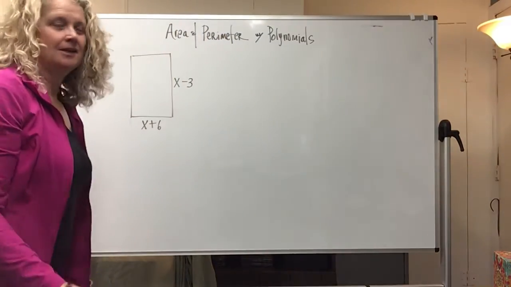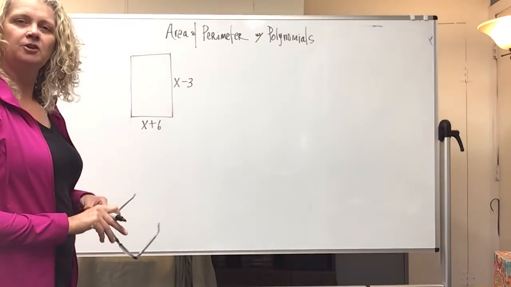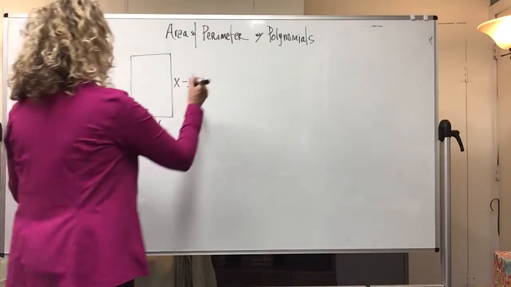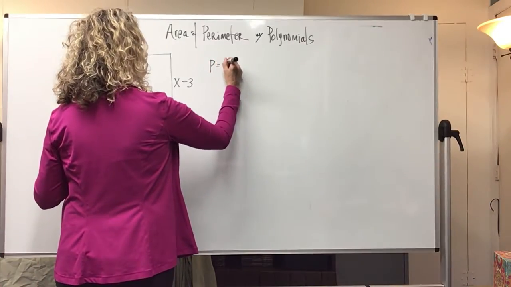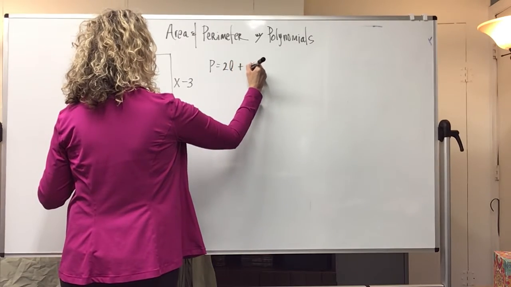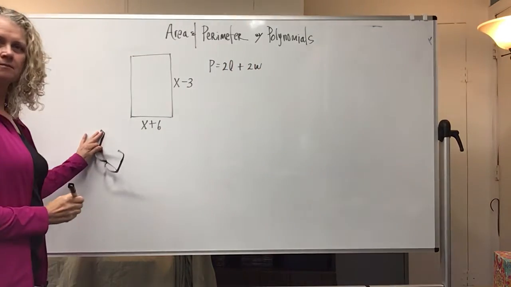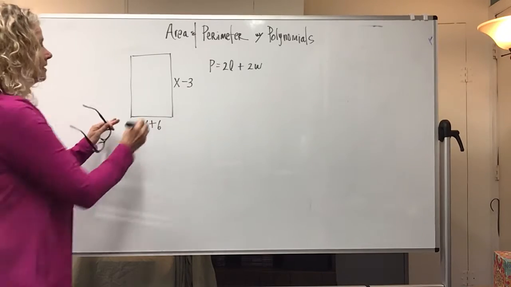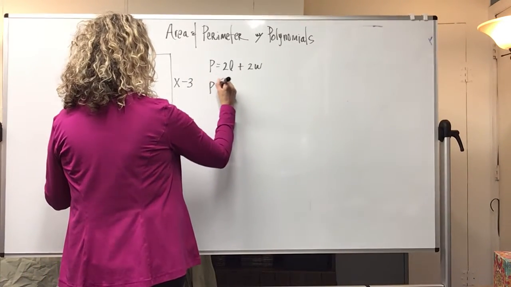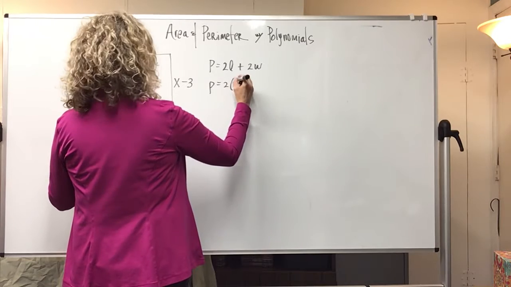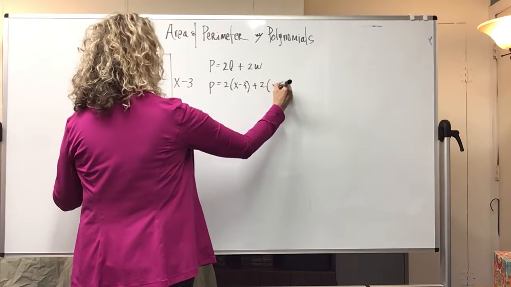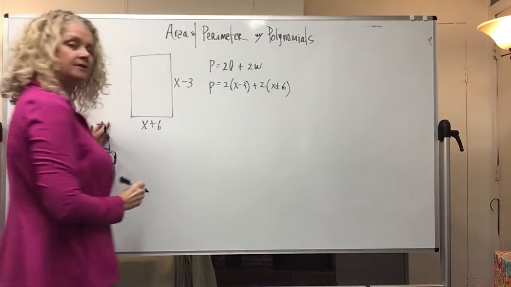Okay, so we're going to do area and perimeter of polynomials. So hopefully for a rectangle, you remember the formula for perimeter is 2 times the length plus 2 times the width. And that's for any given rectangle, that's the formula for perimeter. That's our initial setup.